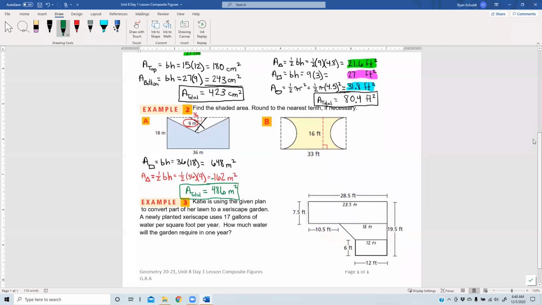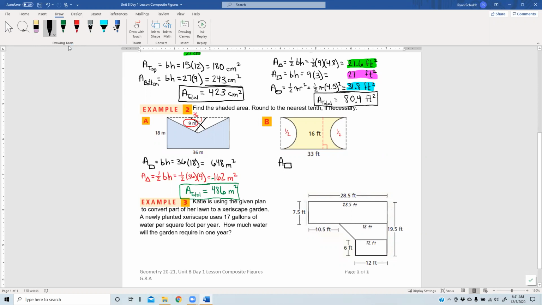Okay, next one. Looks like we have another rectangle, but this time they take out a half circle, one half circle, and another half circle, which together equals a whole circle. So notice though, if I were to shade all this in, it would just be a rectangle. So let's first find the area of the rectangle.